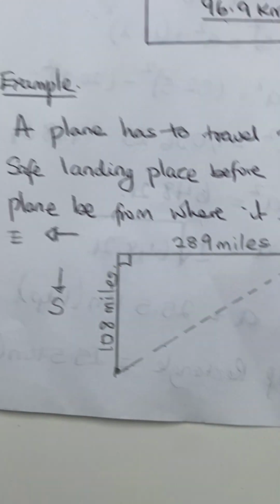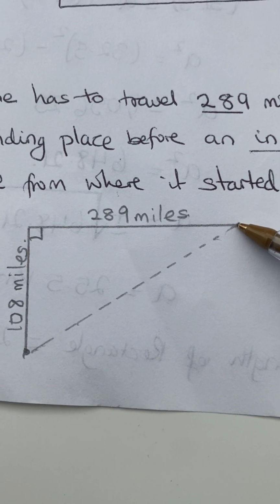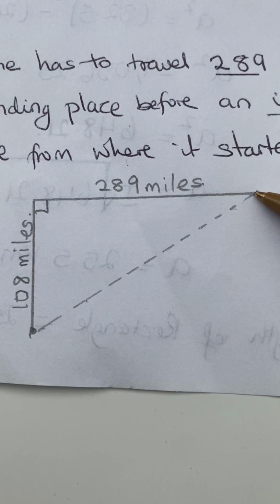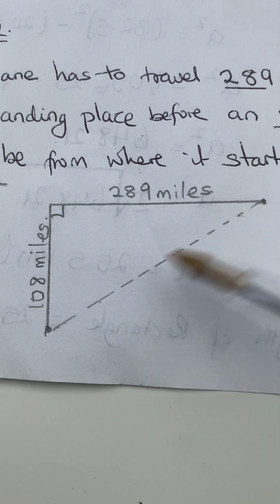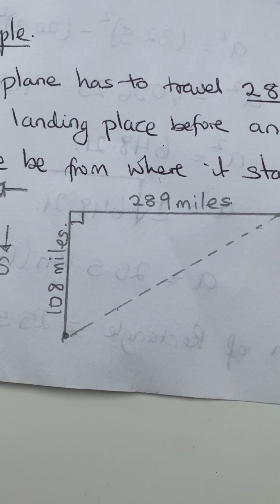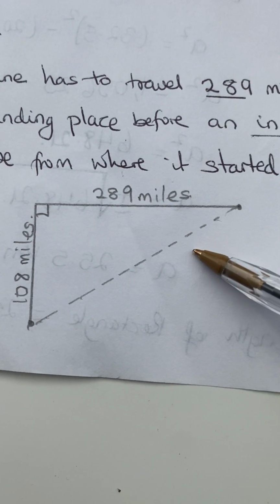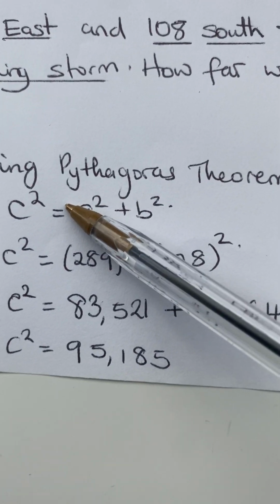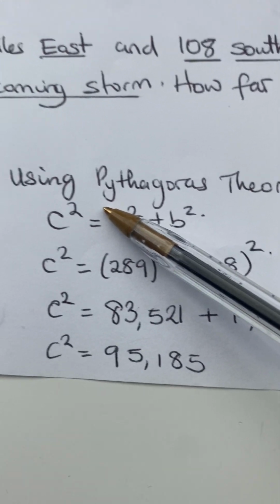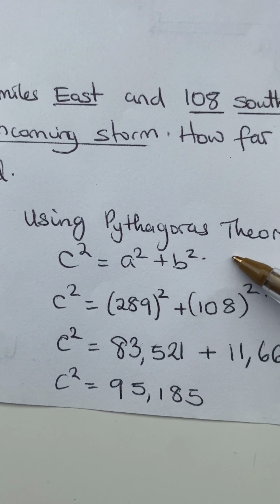Because of his journey, you can see this will make right angles here. How far will the plane be from where he started? This is where he is, and he's been redirected to go there. From this point till he gets to the safe landing point, we are supposed to find how far it is. Now that I've drawn it, I can see that I can use Pythagoras Theorem, which we've been quoting several times from the first video. By now, you should have it at the top of your mind: c squared equals a squared plus b squared.